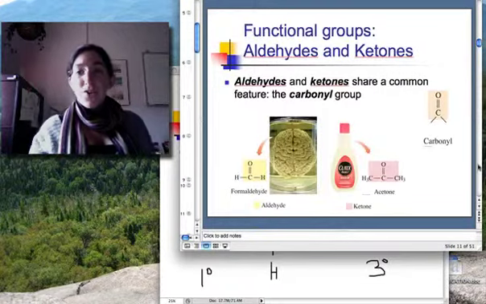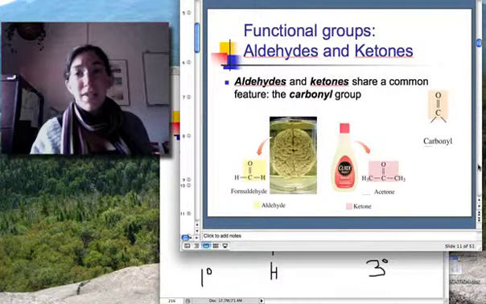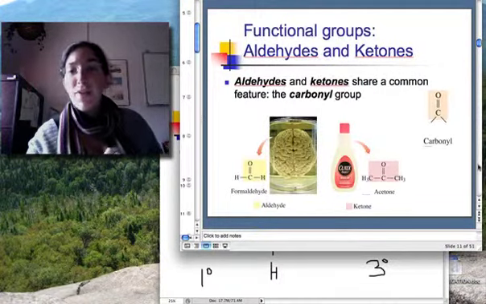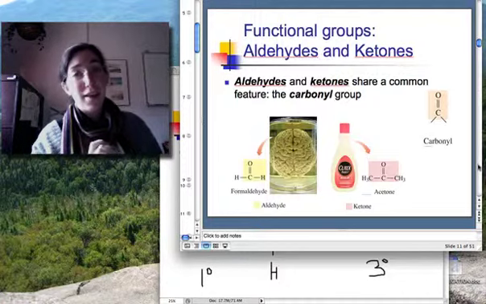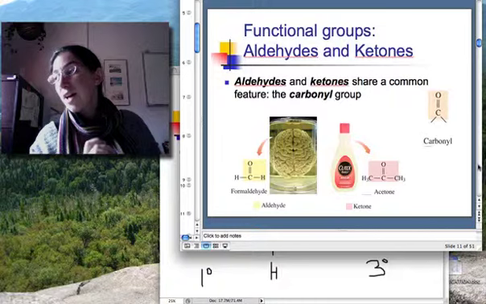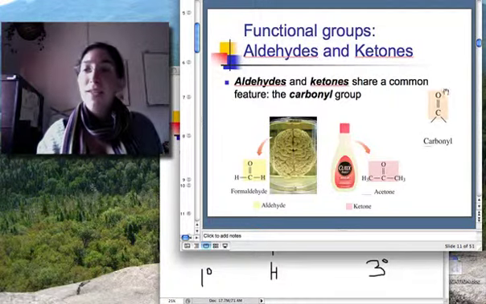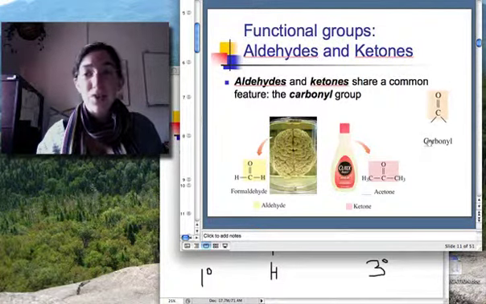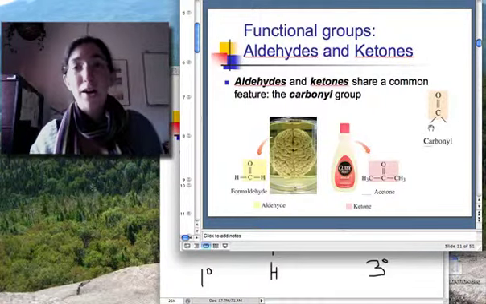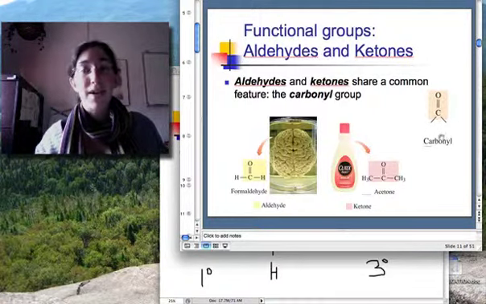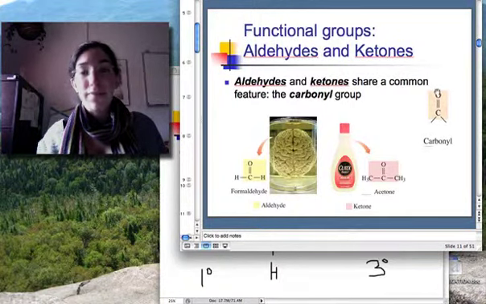All right, moving on to aldehydes and ketones, another type of functional group. Both aldehydes and ketones are functional groups that contain carbon and oxygen, but that are bonded in a very special way. Both groups contain this type of bond called a carbonyl. That's how you pronounce it, carbonyl. It's a carbon double bonded to an oxygen.